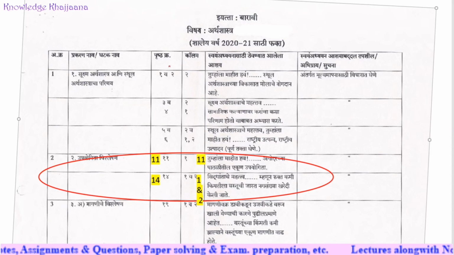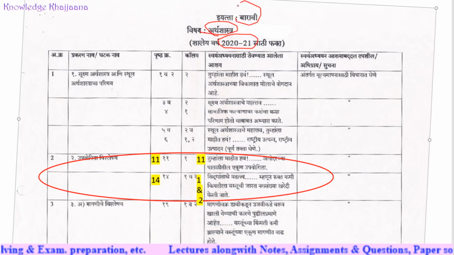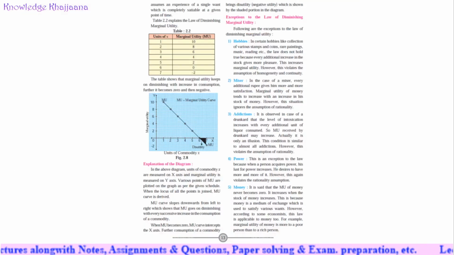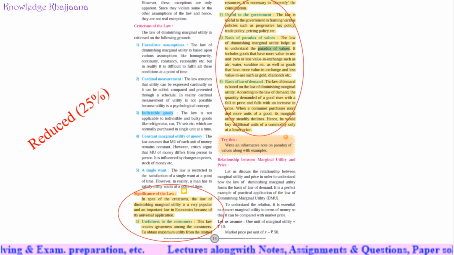See, before that I would like to tell you this. This is as per the press note which is given by Maharashtra Board. So from page number 14, column number 1 and 2 has been reduced for this academic year 2021 for the subject Economics Standard 12. See, we are going to see explanation of the diagram, then exceptions to the law of diminishing marginal utility. Now, on page number 14, again, this portion, that is significance of the law, the entire significance of the law has been reduced as part of the 25% reduction. Please note this.